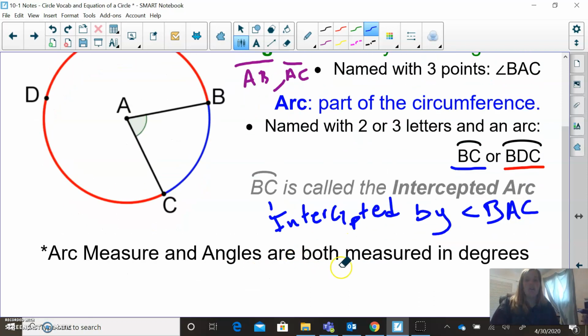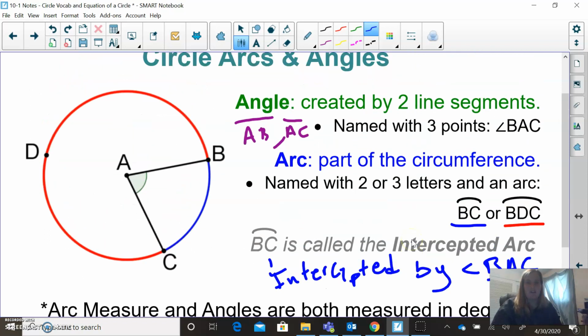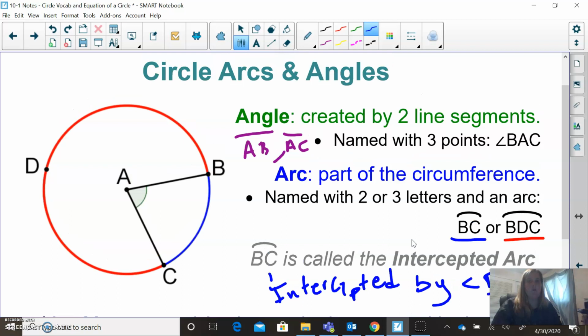Arc measure and angle measures are both in degrees. Okay, so we're still going to use our degree measure. Like I said, if you need to pause the video to write stuff down, pause the video.